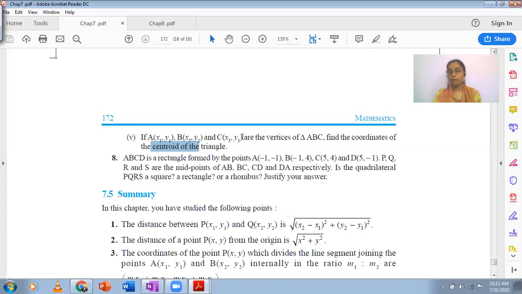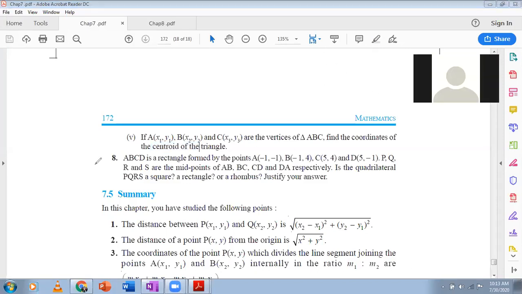Do the first 4 parts. If you have any questions, please let me know. Okay, ma'am. I will just take up question number 8 here. ABCD is a rectangle. आपको coordinates दिए हुए हैं 4 vertices के, and PQRS are the midpoints of the 4 sides. Can you find out the coordinates of PQRS? This is my question to you.